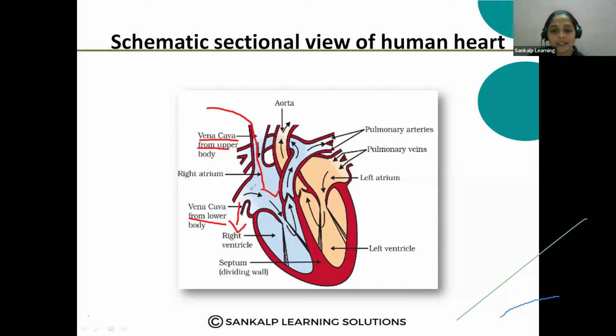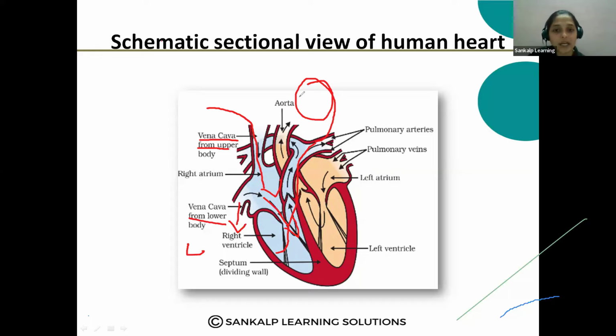When the right atrium contracts, the blood moves to the ventricle. When the ventricle contracts, the blood moves into the pulmonary arteries. What is the function of these pulmonary arteries? They transfer the deoxygenated blood to the lungs. Deoxygenated blood means blood which contains carbon dioxide, right? So this carbon dioxide-containing blood is moving to the lungs.